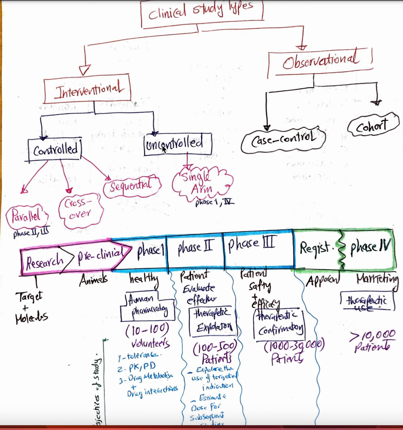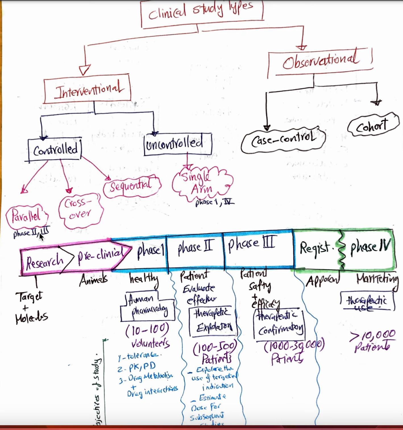The interventional is subdivided into two types: controlled and uncontrolled. When I say uncontrolled, that means there is no control group, like a single arm. We give the treatment to this group, and the group itself takes the treatment and acts as control at the same time, so there is no control in the single arm. But in controlled, we have three types: sequential, parallel, and crossover.